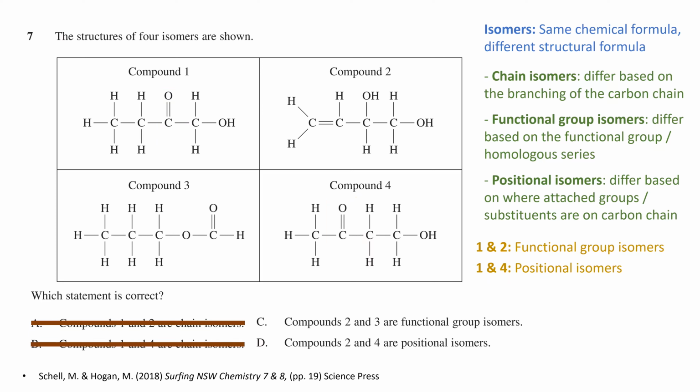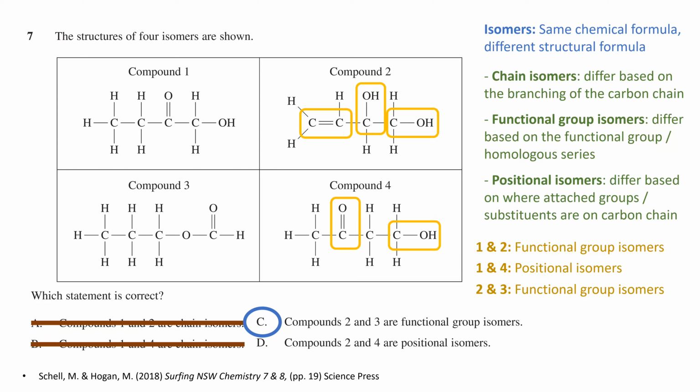For option C, comparing compounds 2 and 3, we can see that the two molecules have completely different functional groups and are considered functional group isomers. Therefore, option C is the answer we are looking for. Although we have our answer, we can round this out and eliminate option D as well. Compounds 2 and 4, similar to 1 and 2, have very different functional groups, especially considering the double bond is between different atoms in the two options. This means compounds 2 and 4 are functional group isomers, and option D is eliminated.